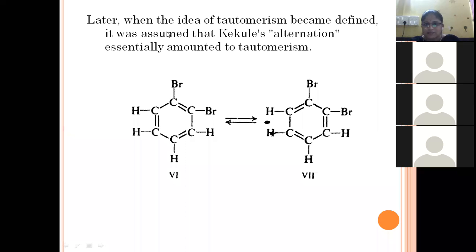So what is tautomerism? It is a phenomenon in which there is either shifting of electrons or shifting of a hydrogen atom, in order to attain stability in the structure. Here in this case, it is shifting of electrons from one position to another to obtain stability. So these are also two tautomeric structures of the 1,2-dibromo derivatives.